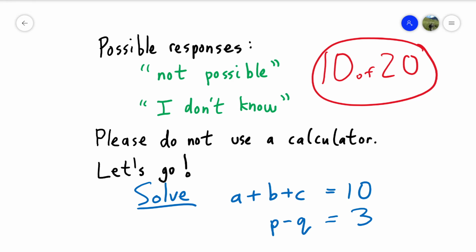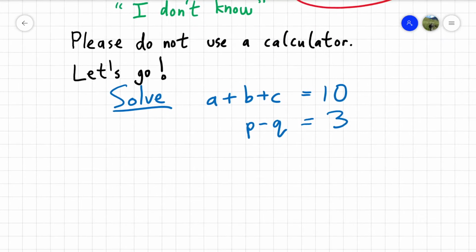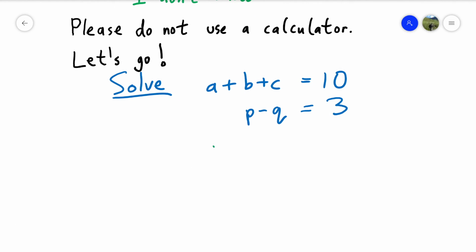Let's get going with lesson 10. Pause the video, have a go in your own time, and then I'll see you in a minute to have a go at the answer. Answer to this one: not possible.